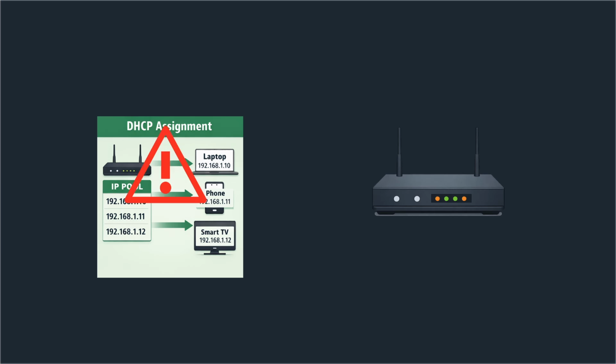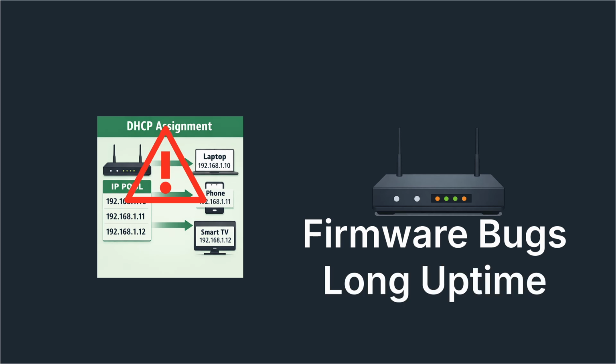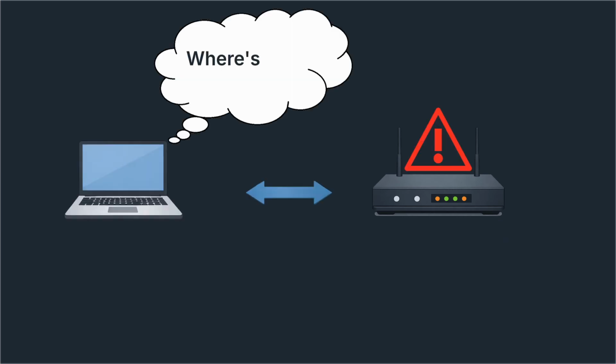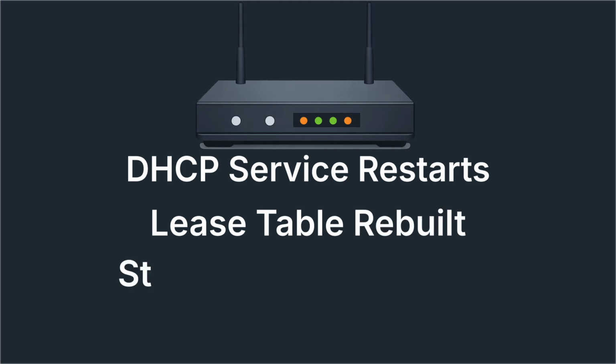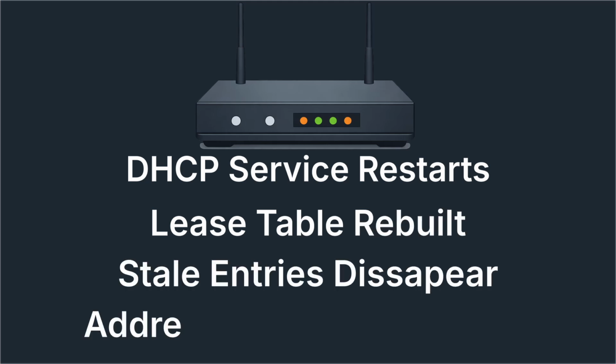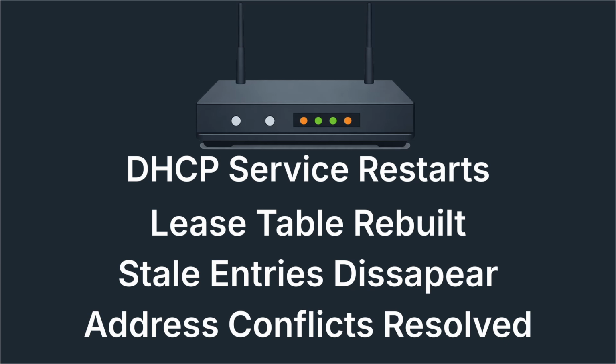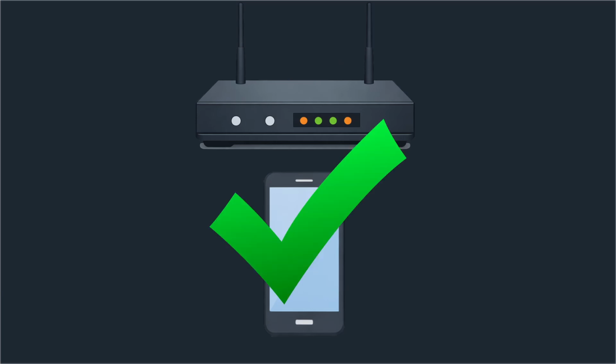On consumer routers, the DHCP service can occasionally hang or behave incorrectly due to firmware bugs or long uptime. When that happens, new devices may fail to obtain an address. So why does rebooting help? When the router restarts, the DHCP service restarts. The lease table is rebuilt. Stale entries disappear. Address conflicts may be resolved. So devices reconnect and request fresh addresses. That's why sometimes rebooting the router suddenly fixes devices that couldn't connect before.